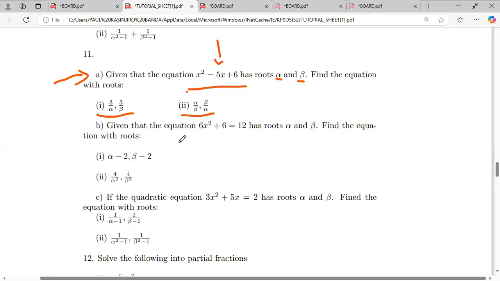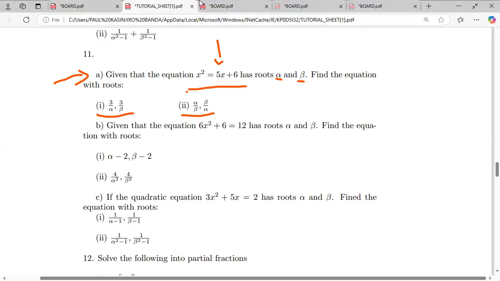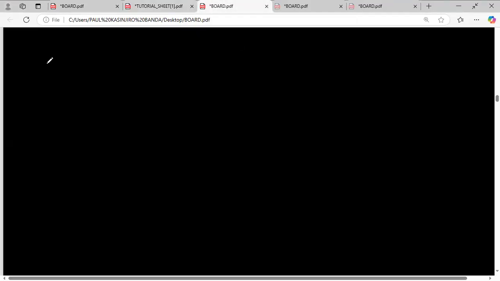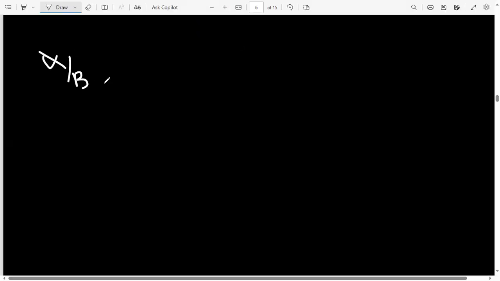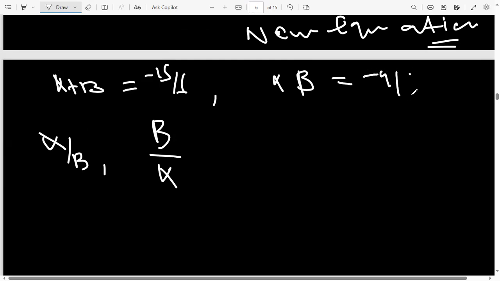Okay, let's look at the other sets of roots. So we have alpha over beta, and beta over alpha. We know that alpha plus beta is minus 15 over 6, and alpha multiplied by beta is minus 9 over 6. So let's find now the new sum and the new product from this.